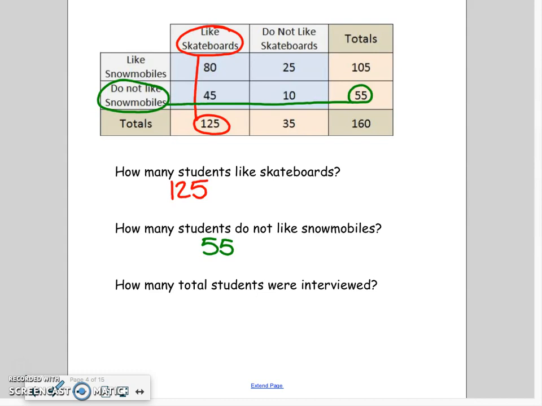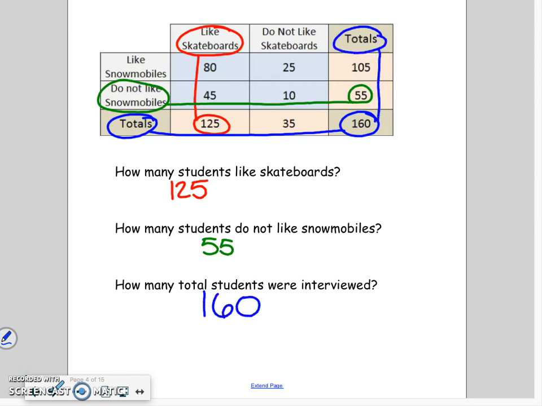And last one, how many total students were interviewed? So it's not saying how many total students like skateboards or don't like skateboards. We're asking total overall. The total overall of people interviewed will always be in the bottom right. So basically you're looking for the totals of both sides. So we have 160 students that were interviewed for the survey.